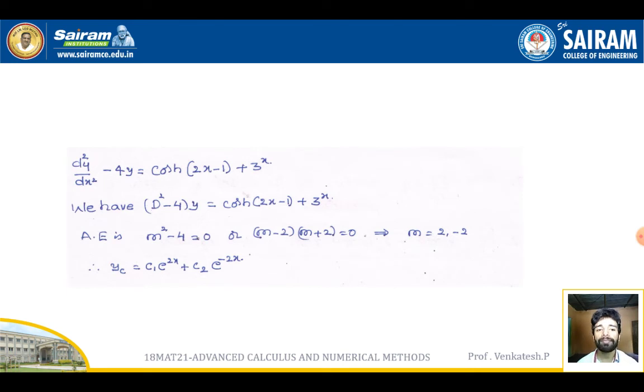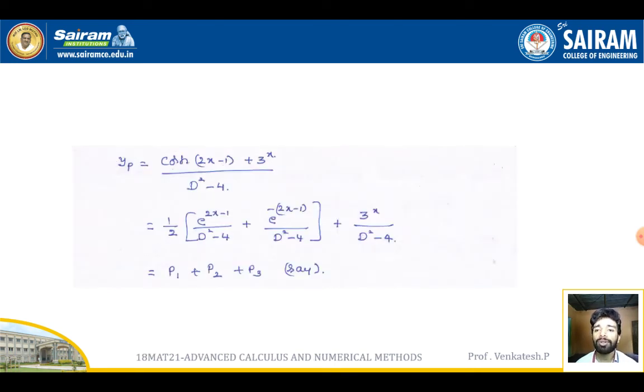So now we will see about yp. So yp is equal to cos hyperbolic 2x minus 1 plus 3 power x divided by D square minus 4. As I told, I am going to expand that cos hyperbolic function. I got the equation like 1 by 2 into e power 2x minus 1 divided by the differential operator plus e power minus 2x minus 1 divided by the differential operator, and plus 3 power x divided by D square minus 4. So I'm going to simplify this like p1 plus p2 plus p3. I'm taking the first function as p1, the second function as p2 and the third function as p3. I'm going to solve all these three equations individually. So let me solve p1 first.